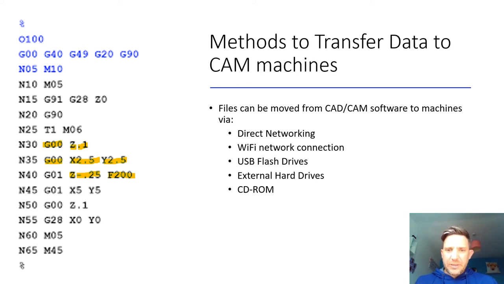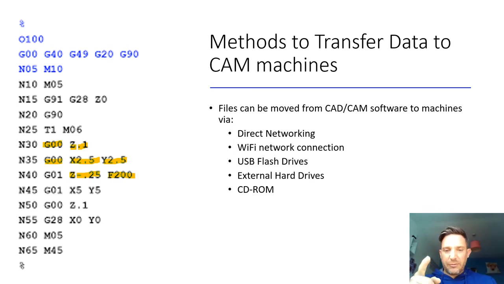So, point of this slide, how can we transfer the data that we've created on our CAM software into the CNC machine itself? So how can we actually physically transfer that data? So once we've got this G code or M code created, how do we take it from the software and put it onto the hardware?